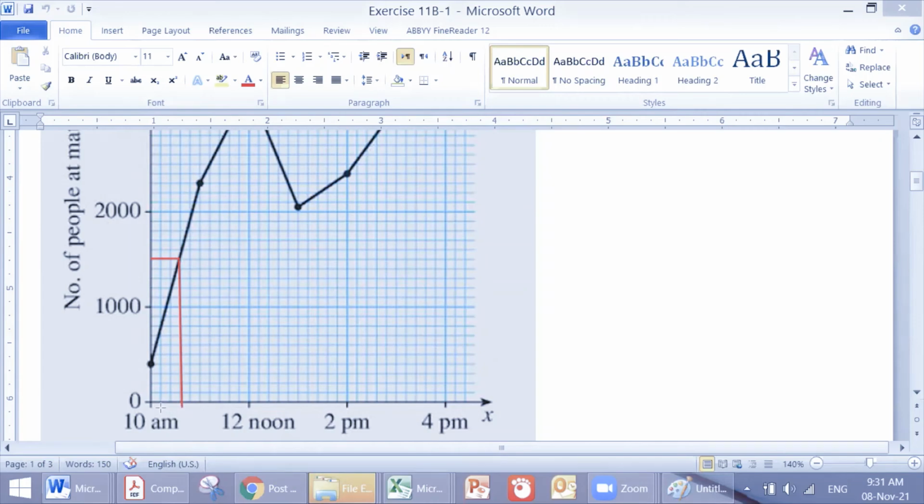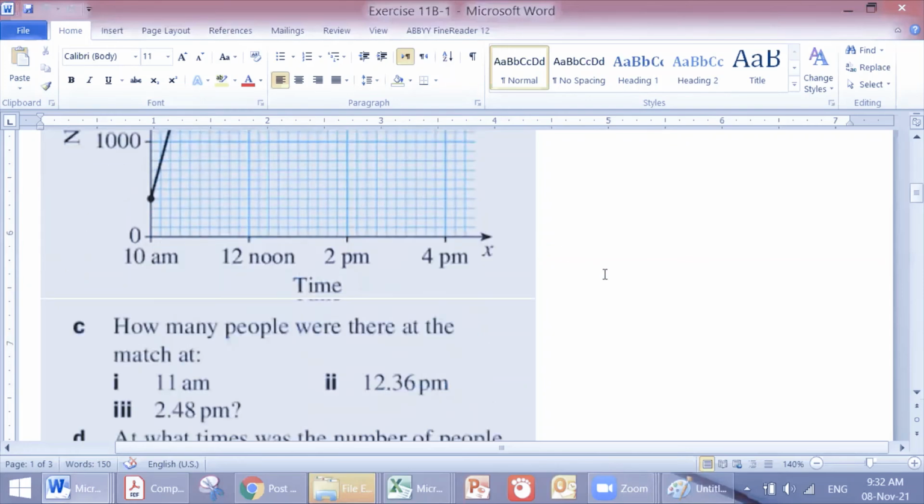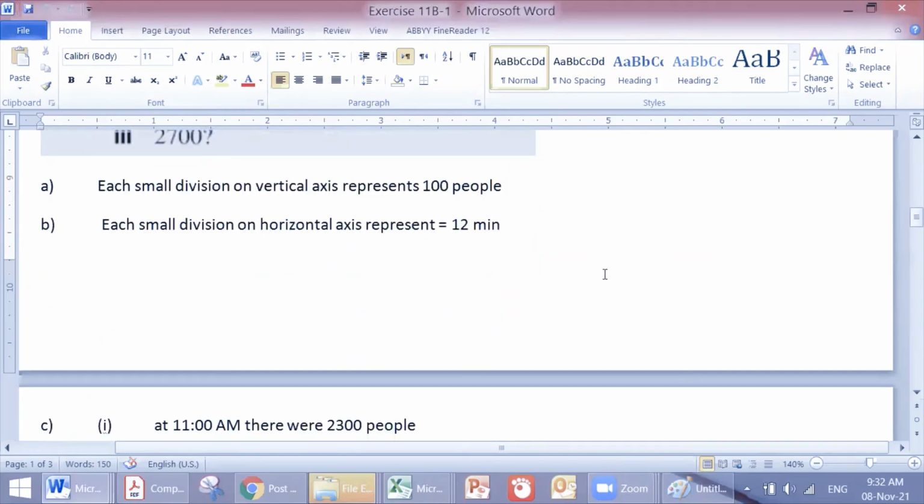So 3 means that 12 times 3 is 36. One small division is 12, so 10:12, and then 10:24, and this will be 10:36 a.m. This point will be 10:36 a.m. I hope that you understand this. These are just about studying the graph, and it is very important.